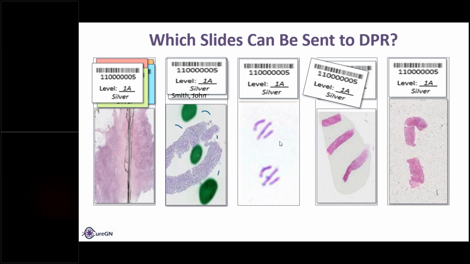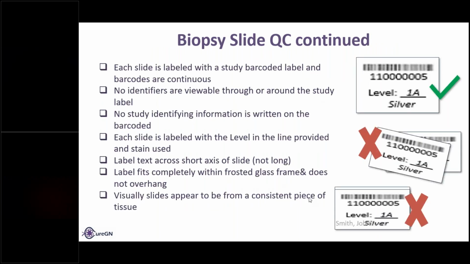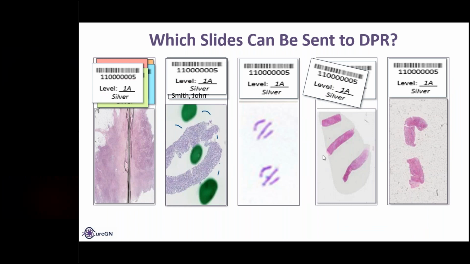And Suzanne had asked, how do you know if it's from a consistent piece of tissue? So you'll see this middle one here, and the other slide looks very similar. That's just how I eyeball it, whether it looks like they all fit together. Fortunately this is not something that will get it kicked out of the DPR. So if you do send something that doesn't look quite right, that's okay. They just want you to look at it and make sure nothing looks really odd between the different slides.